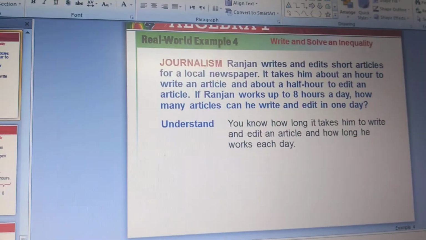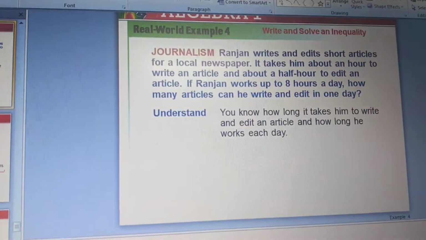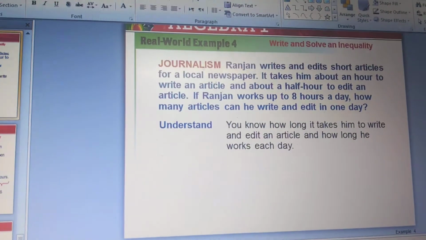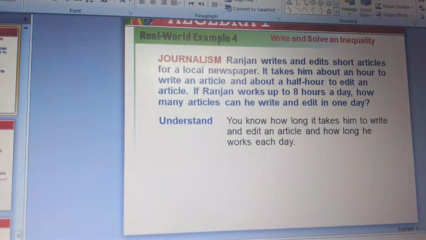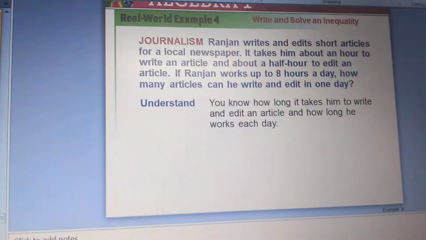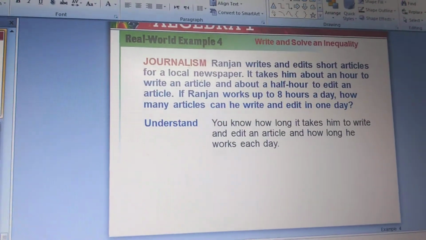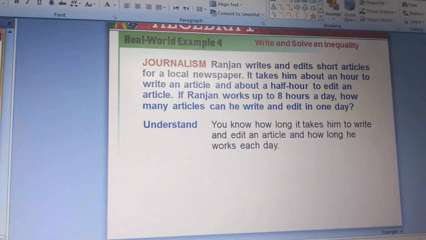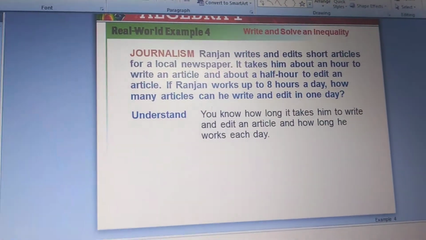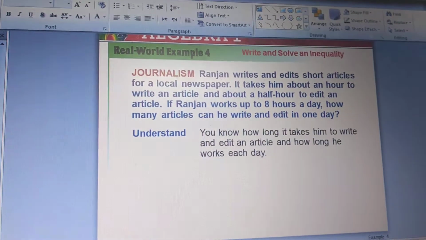Here, the fourth point, about a real world example or problem solving. Journalism. Ranjan writes and edits short articles for a local newspaper. It takes him about an hour to write an article and about half an hour to edit an article. If Ranjan works up to 8 hours a day, how many articles can he write and edit in one day?